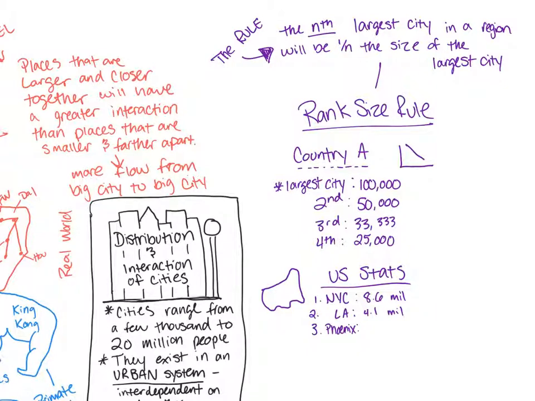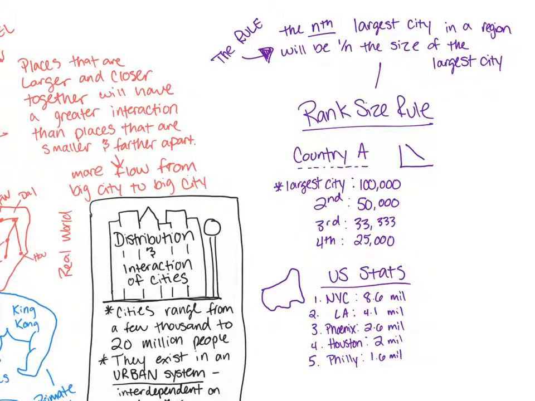The third largest is Phoenix. Everybody's surprised by that one. Phoenix has about 2.6 million people. Fourth is Houston, and they have around 2 million. It's about a quarter of NYC. And the fifth is Philadelphia. I'm just going to say Philly. And they have 1.6 million people. So it's pretty steady. Again, it's not going to be exact, but Philly's going to be about a fifth of New York City. So it's pretty even.